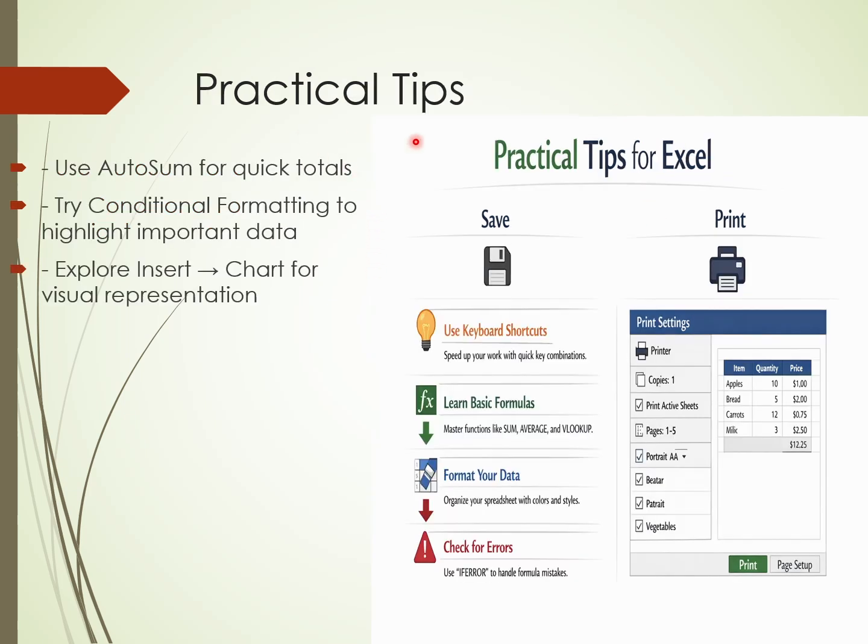Practical tips में देखिए. For example, save and print. Use AutoSum for a quick total. Quick total in their practical. Try conditional formatting to highlight important data. Highlight important data. This is the various type of color. Explore insert charts, pie charts, line charts. This is the visual representation. Then practical tips for save, print, practical tips.